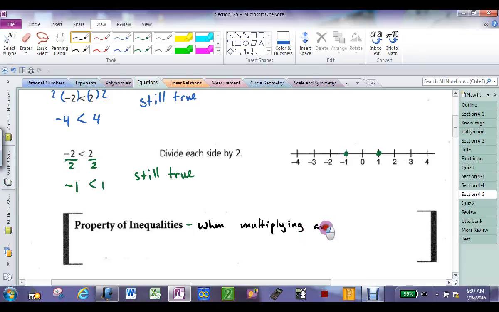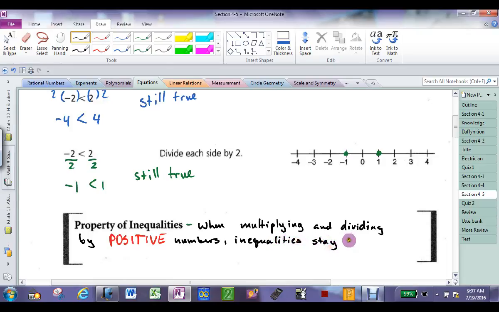All right, when multiplying and dividing by what kind of numbers? Positives. Inequalities stay true. Okay. When else have we seen this? Same as adding and subtracting.